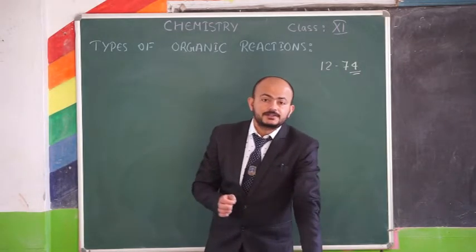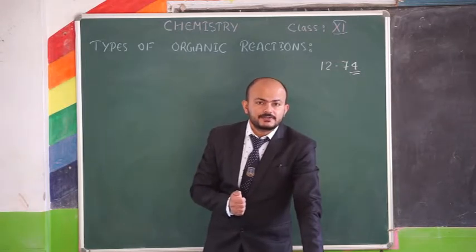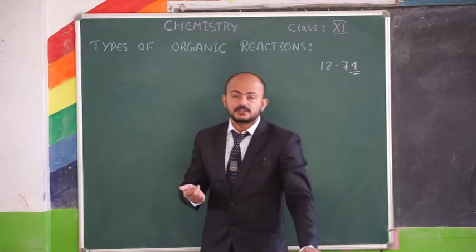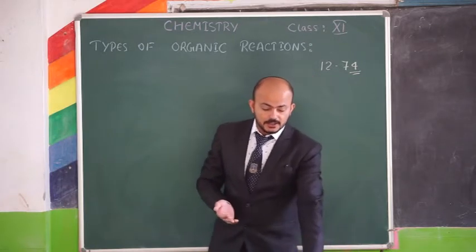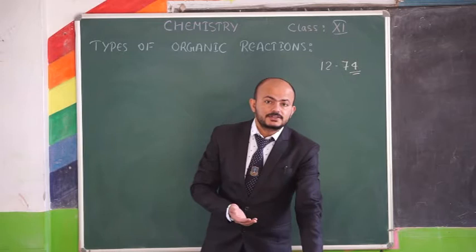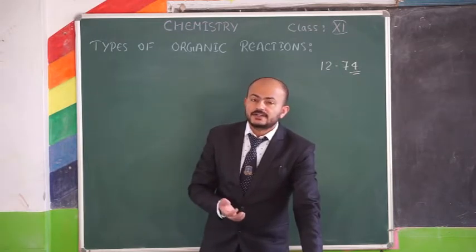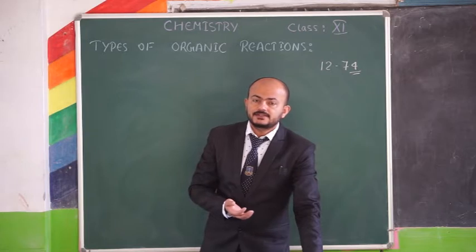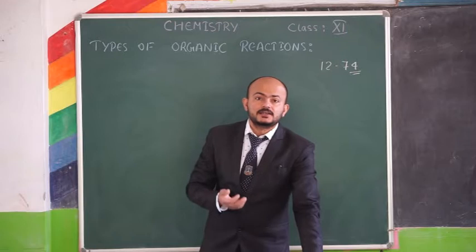So the first organic reaction is rearrangement reaction. The second one, substitution. The third, addition. Then we have elimination. Then we have polymerization, condensation, and the last one is isomerization. So there are 7 types of organic reactions, and we are going to discuss them now in detail.